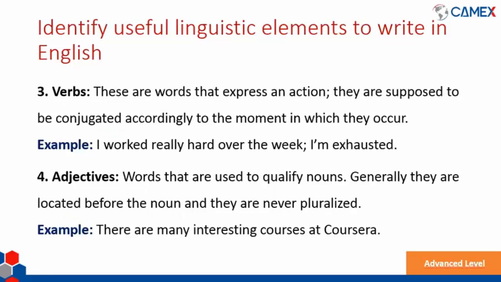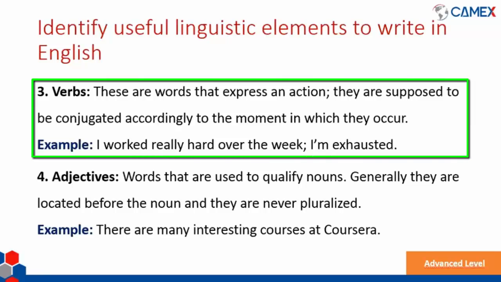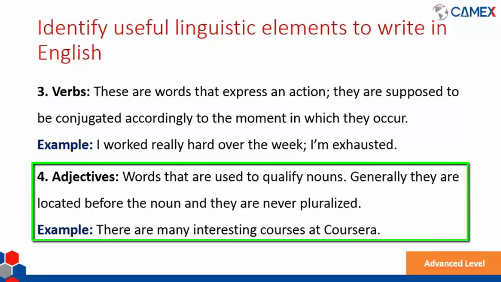Okay, so here we have verbs and adjectives. So the verb is an action or a state. They are supposed to be conjugated accordingly to the moment in which they occur. And the adjectives are the words that I use to qualify a noun. And now we know what a noun is. Generally, they are located before the noun and they are never pluralized.